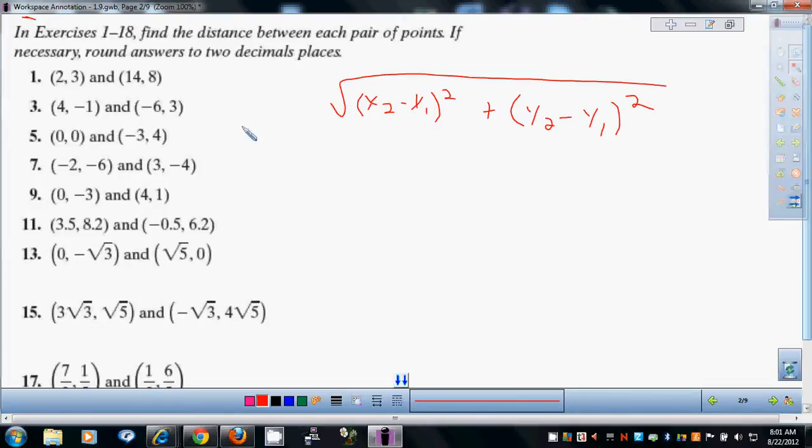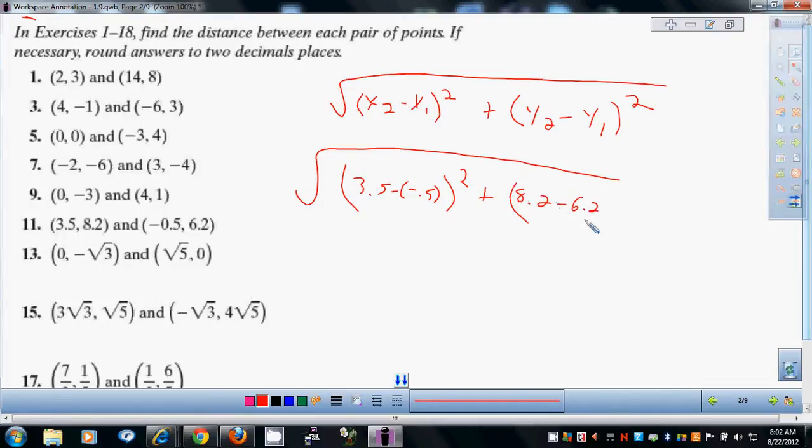So let's just pick one and go. How about number 11? x2 minus x1: 3.5 minus negative 0.5, squared, plus 8.2 minus 6.2, squared. So that's going to be 4 squared, plus 2 squared, and the answer is radical 20. Distance formula.